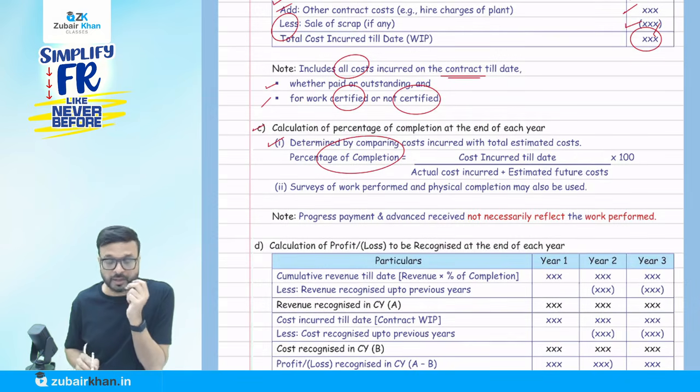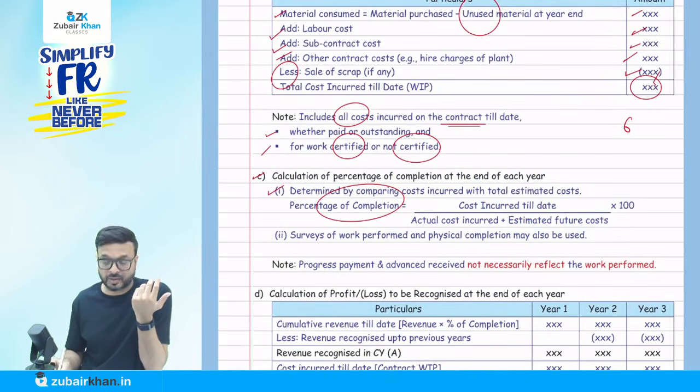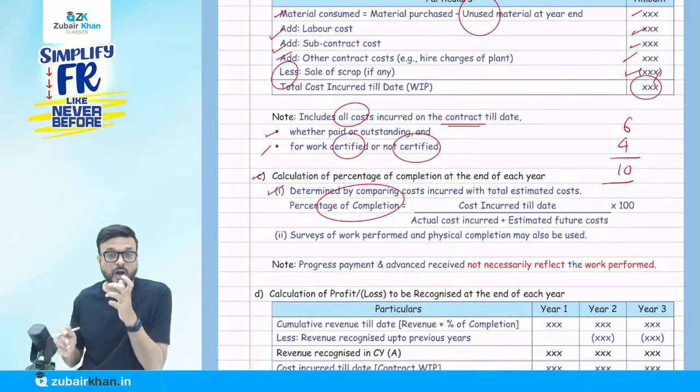What is the formula here? Total cost incurred. Suppose the total cost incurred is 6 crore, and further cost I am expecting is 4. The total estimated cost is 10. So how much work has been completed on the basis of the cost we have incurred? How much is the cost we have incurred?